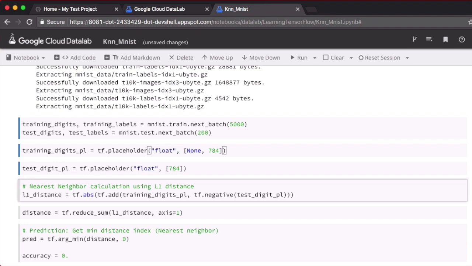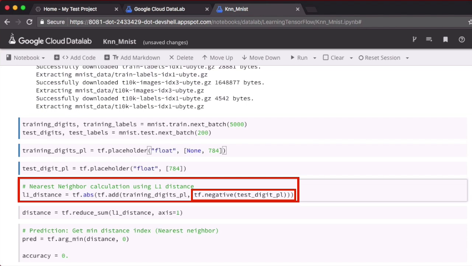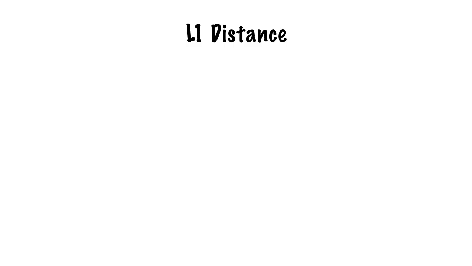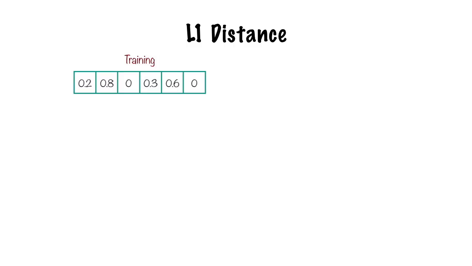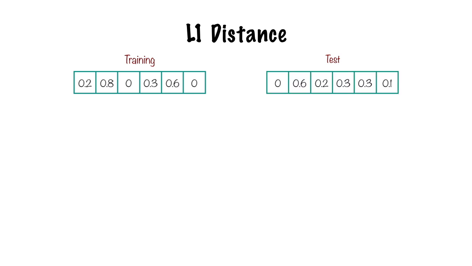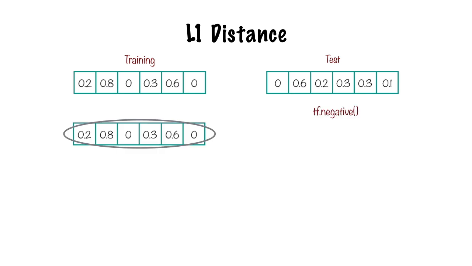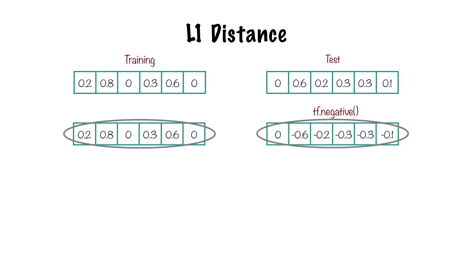Let's look at the computations of this L1 distance using arrays in some detail. The innermost operation that we perform is tf.negative on our test digit. Visually, let's consider that we have these two arrays, one representing the training digit on the left and one representing the test digit on the right. We don't perform any operation on the training digit, but we calculate the negative of the test digit. tf.negative, when applied to an array, simply flips the sign of all elements in that array.